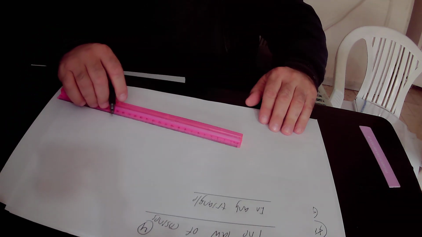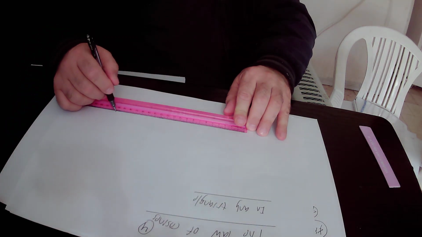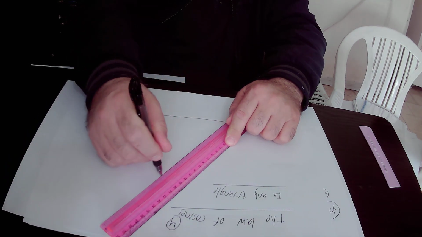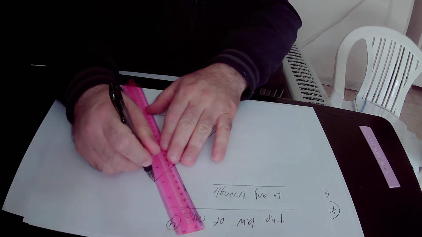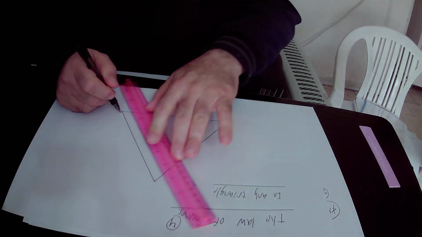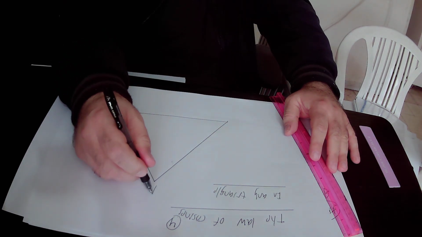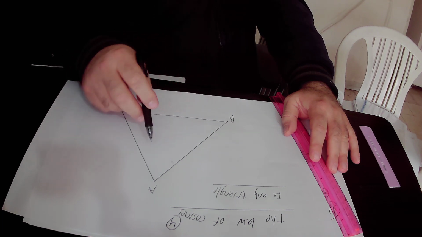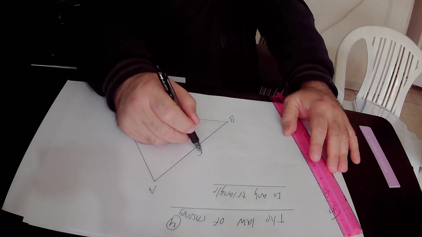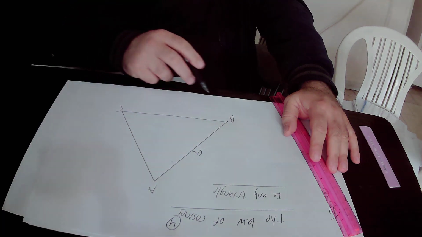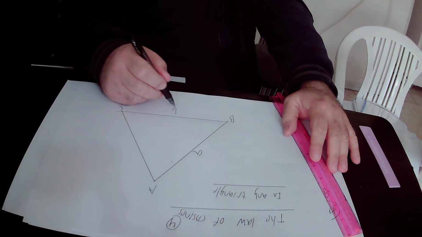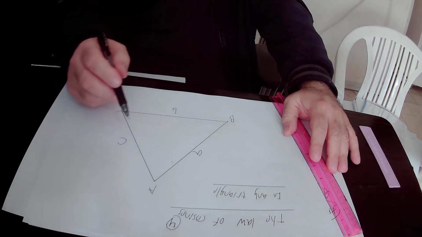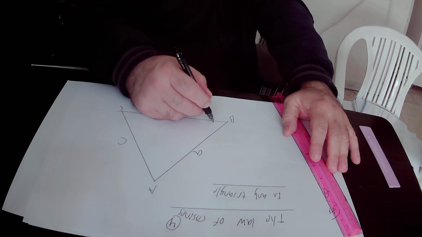So if we have triangle ABC, that could be any triangle, so this is triangle ABC. And we know that the length of side AB is A units. The length of side BC is B units. And the length of side AC is C units. And we also know that the angle between AB and BC is angle theta.